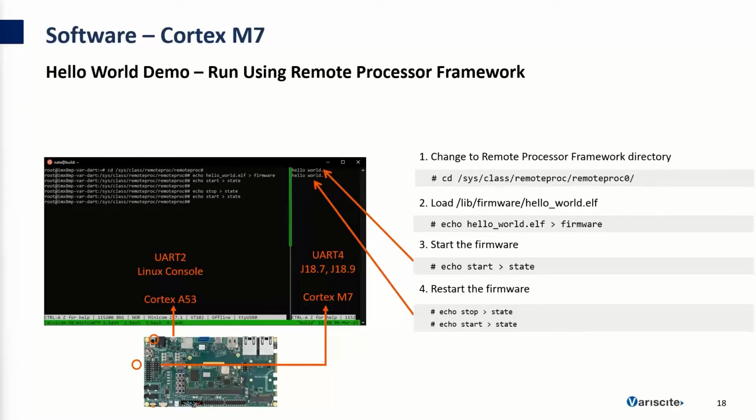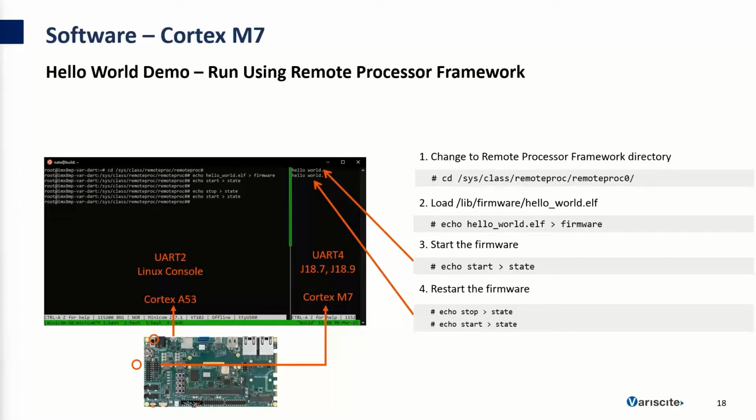So to load and run the firmware, we can use the Linux remote processor framework. To do this, we change directory to the /sys/class/remoteproc/remoteproc0 directory. We can load the firmware by writing hello world.elf to the firmware file. We can start the firmware by writing start to the state file, and we can restart the firmware by writing stop and then start again to the state file.